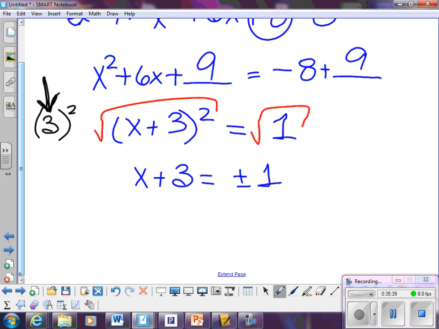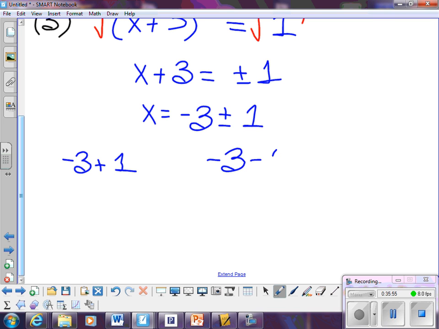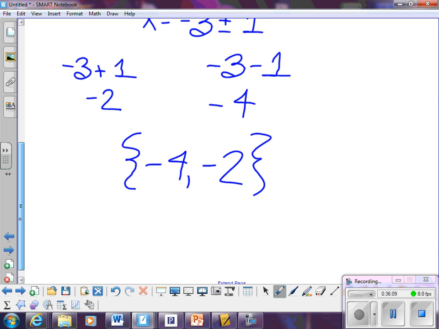How do I move this 3? Subtract it. So I get negative 3 plus or minus 1. That means how many answers do I have? 2, which is negative 3 plus 1, negative 3 minus 1. What's negative 3 plus 1? Negative 2. What's negative 3 minus 1? Negative 4. Which one's smaller? Negative 4. Very good. Negative 4, negative 2. Look at the original problem.